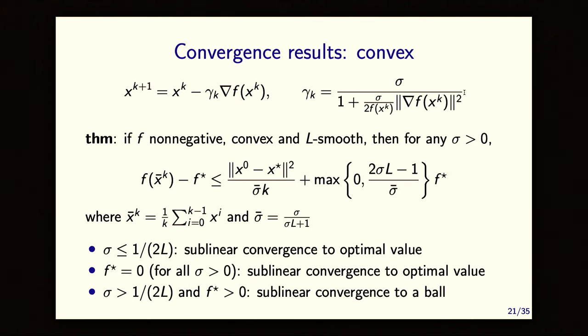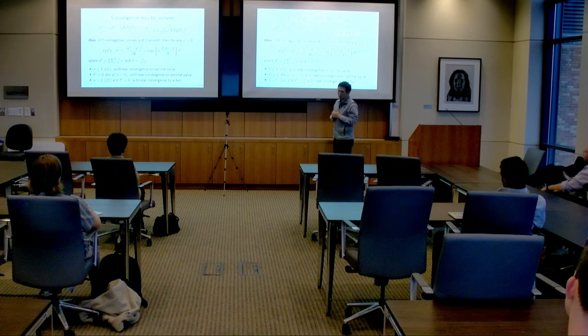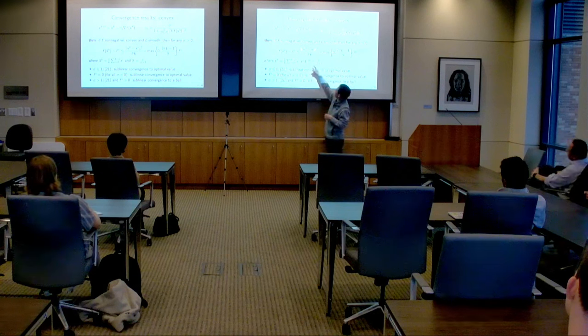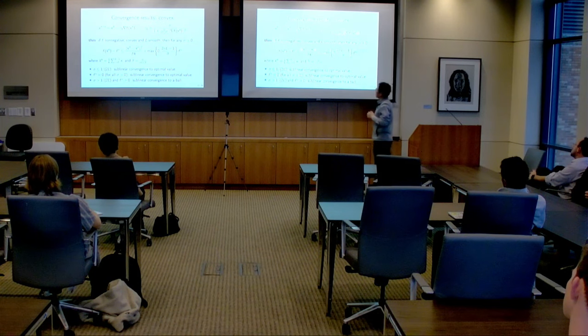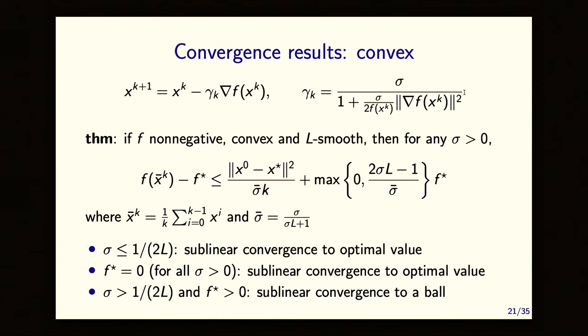For the convex case, it's actually more interesting. Again, here we work with f of the average iterate x bar k, and you can see that the objective function decays as 1 over k, with some kind of stationary error. When your sigma is less than 1 over 2L, then we have a sublinear convergence to optimal value, no matter if your F star is larger than 0 or not. And if F star equals 0, then you have sublinear convergence to optimal value no matter how you set sigma, you can be arbitrarily large. And there are some intermediate cases where you still have an inaccurate estimate of F star, but then you have a sublinear convergence. So those kinds of things.